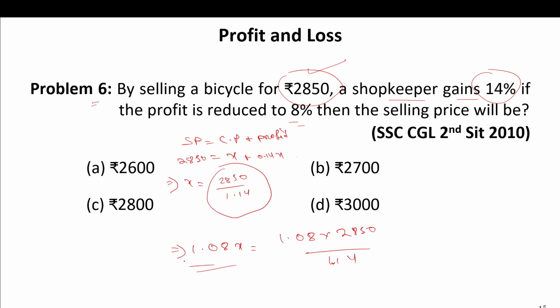So you must be thinking, why have I got 1.08 here? Why did I multiply by 1.08 on both sides, that is, on the left hand side and the right hand side? I wanted to evaluate after 8% profit. So after 8% profit, my total SP will become SP is equal to X plus 0.08X, which is equal to 1.08X. That is why I have multiplied here with 1.08. So what will be the answer?